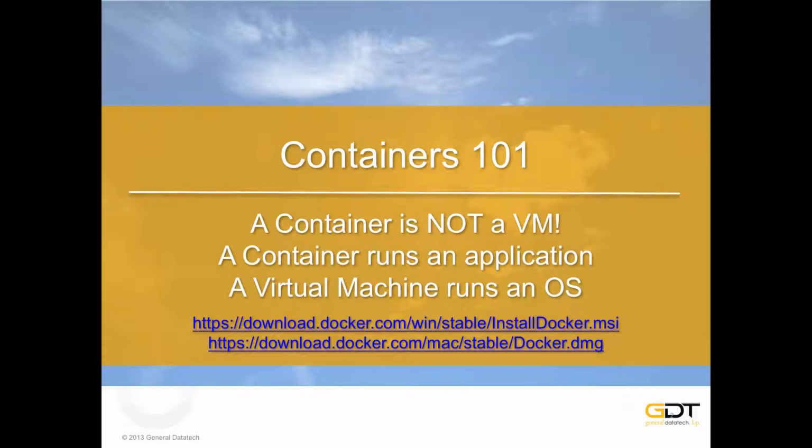When we look at a container, it's really meant to run an application, and that's typically a single application. Whereas a virtual machine is meant to run an operating system. It virtualizes an entire computer for an operating system to be installed on top of. So let's look at this in a little more detail, and we'll start off with virtual machines.